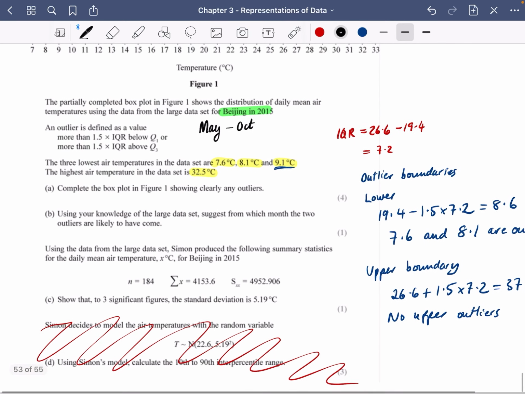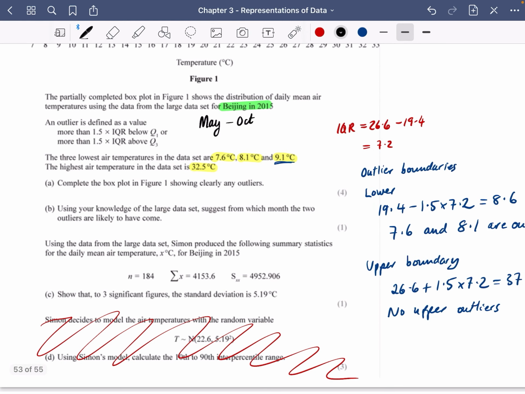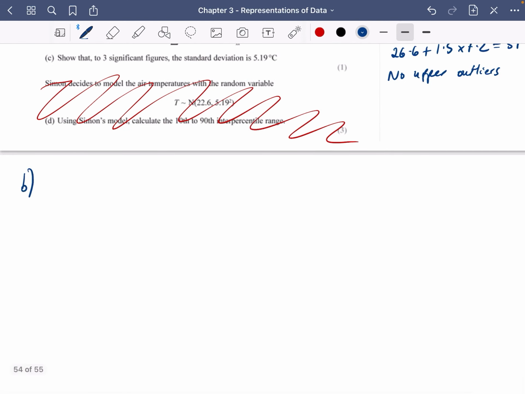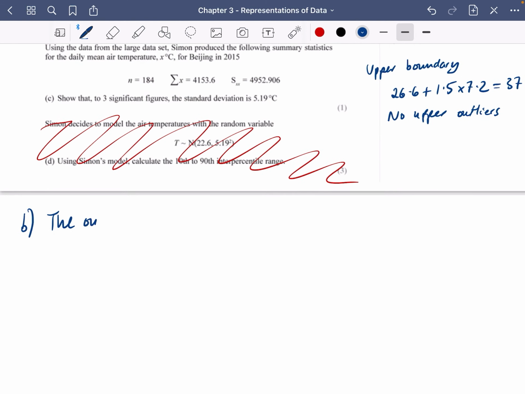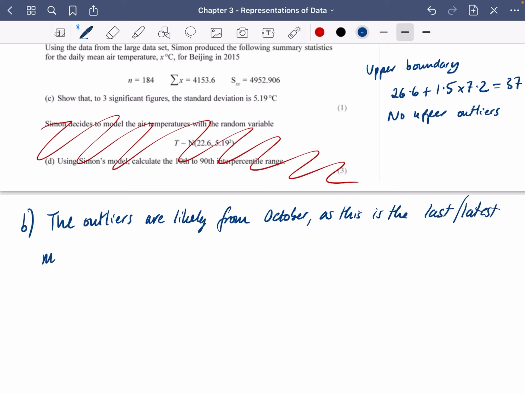So I would say, using our knowledge of the large data set for part B, the outliers, I think, come from October. The outliers are likely from October, as this is the last or latest month in the large data set.